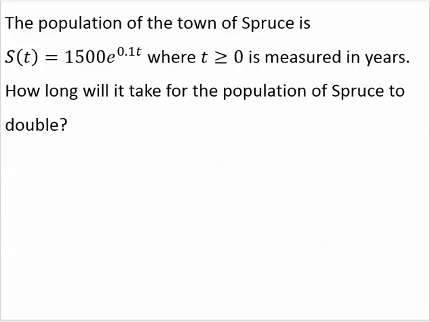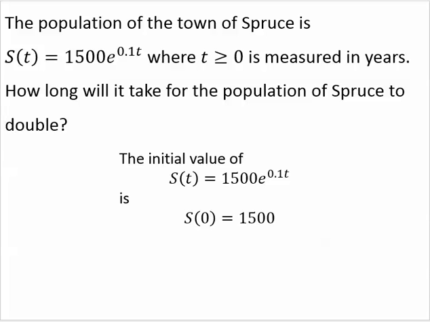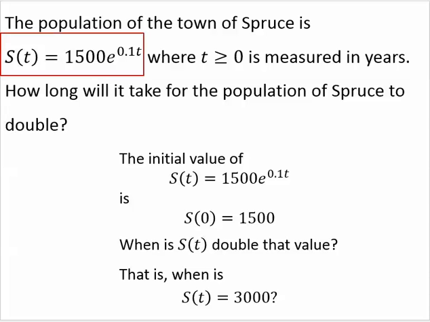The population of the town of Spruce is S of t equals 1500 times e to the 0.1 t. How long will it take for the population of Spruce to double? So we can see that the initial value is 1500. That number out in front tells you your initial value. We're looking for when S of t is double that value, or when is S of t equal to 3000.